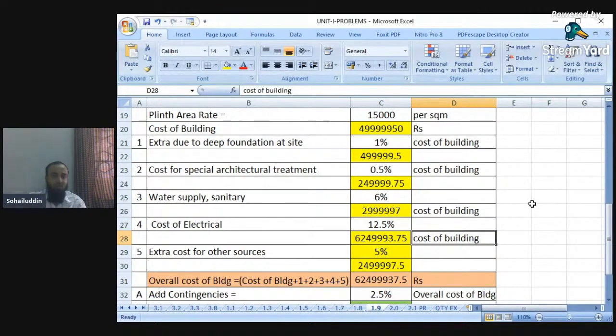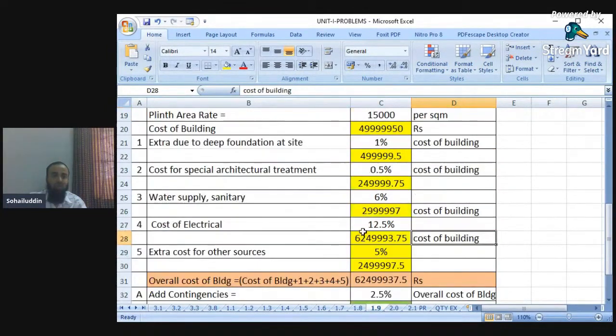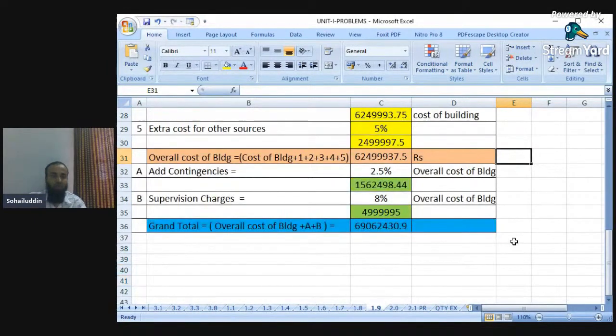Again, extra cost for other services is what was mentioned in the last head, that is 5% of the cost of building. So 5% of the cost of building, and the total addition is 24,997.5. So this is the total cost of the building, but it is not the overall cost. We will get the total cost afterwards. Next, the overall cost is the cost of building plus the addition of all these five heads, which is the overall cost of the building.